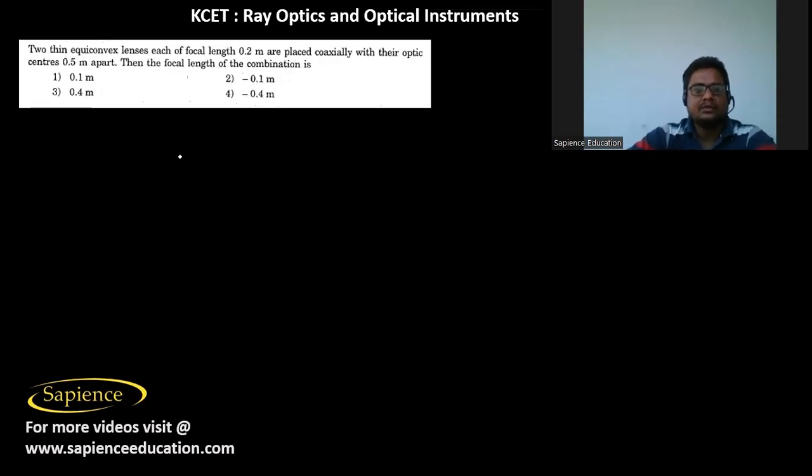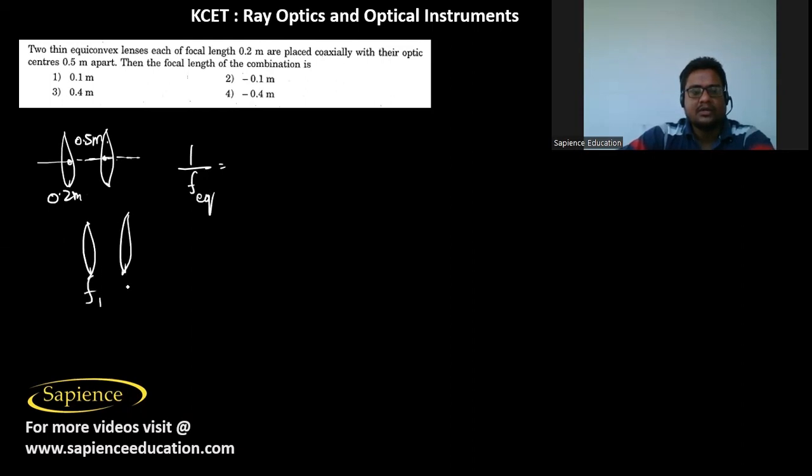Then here it is told two thin equiconvex lenses, each of focal length 0.2 meter, are placed coaxially. It means their axis is common, with their optic centers 0.5 meter apart. The focal length of the combination is? So we know that for two lenses of focal lengths f1 and f2 with their optic centers kept at a separation d, 1 by f equivalent is equal to 1 by f1 plus 1 by f2 minus d by f1 f2.